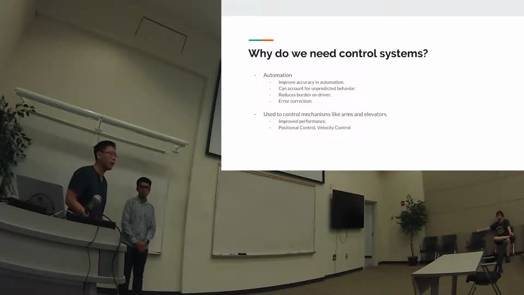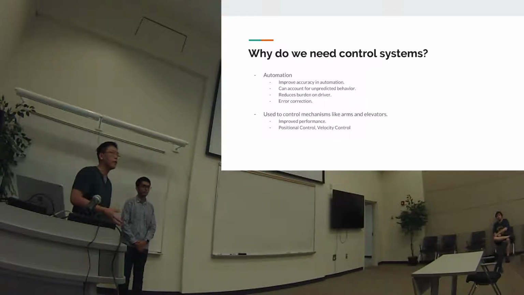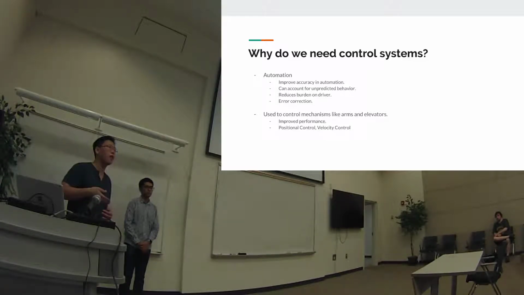And then you also have things called velocity control. So let's say you have a flywheel on a shooting mechanism. You can control the velocity of the flywheel to basically get a consistent shot every time.